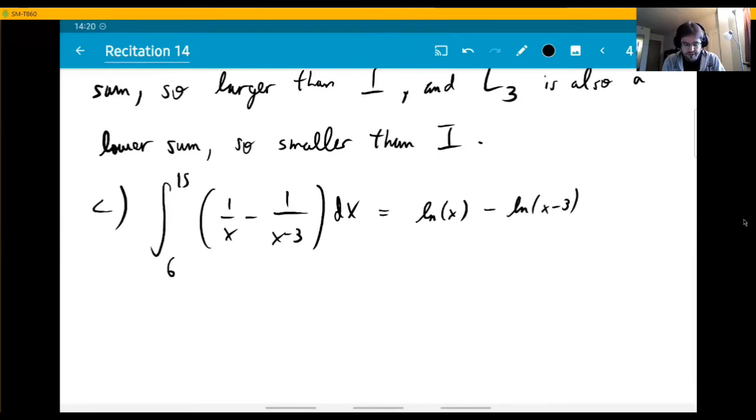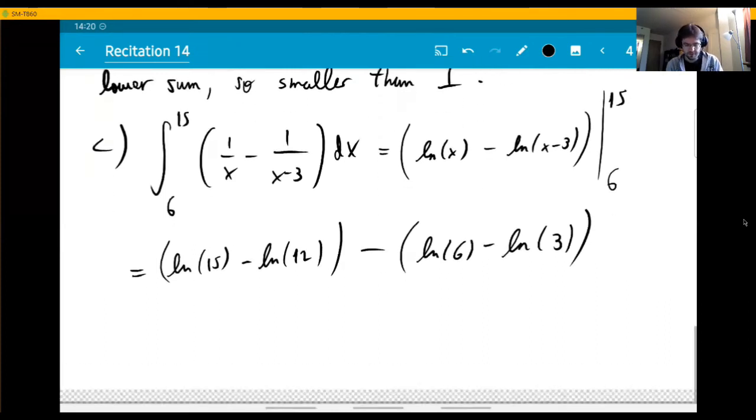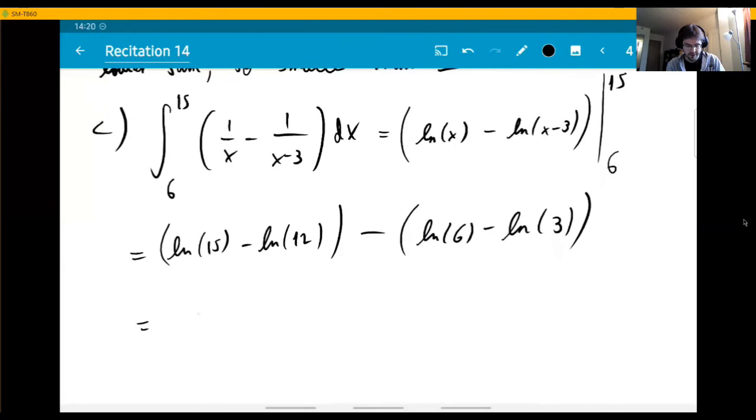What do we do with this function, this entire thing? We calculate between the two endpoints, 6 and 15. What does that mean? It means calculate the function at the number 15. Here it is. And then subtract the same function at the number 6. Here it is. This is already good enough as your answer, although you know how to simplify logs, right?